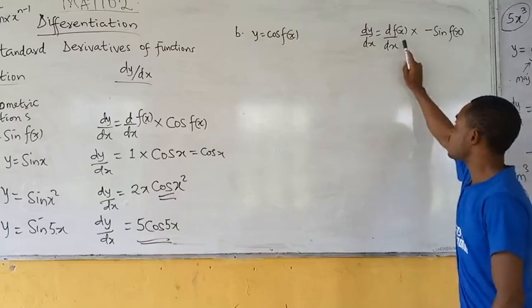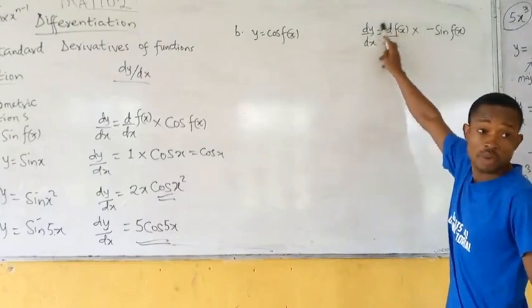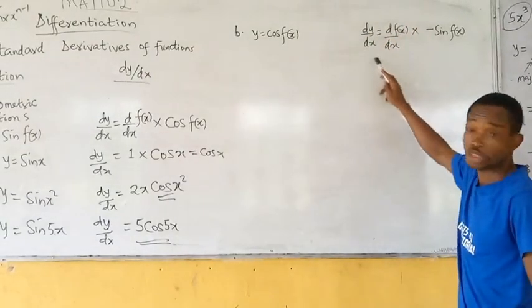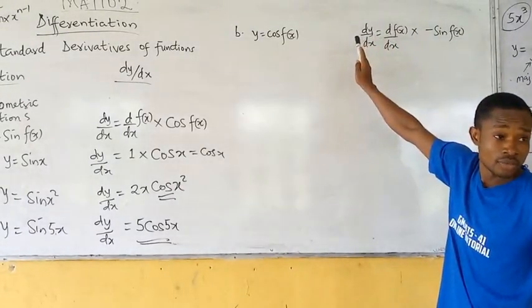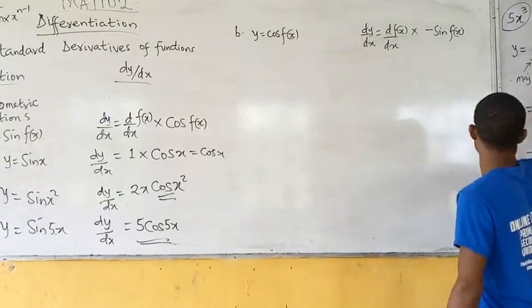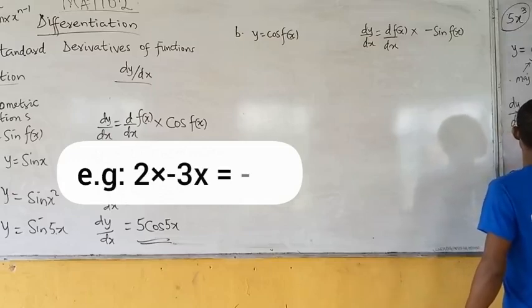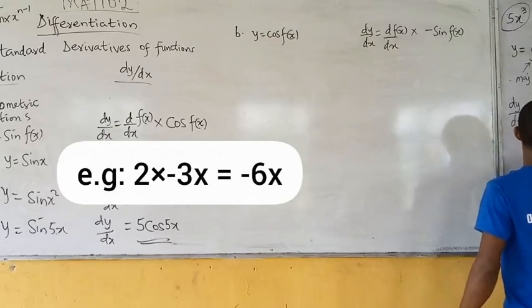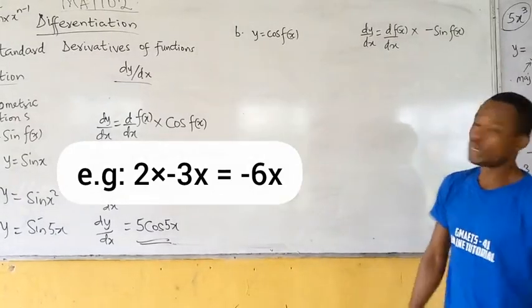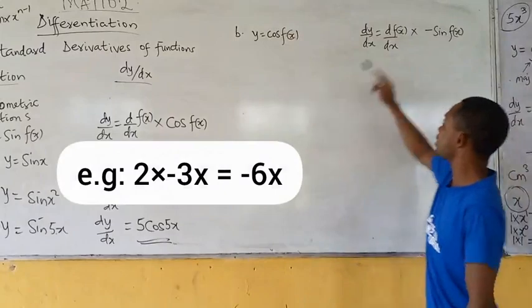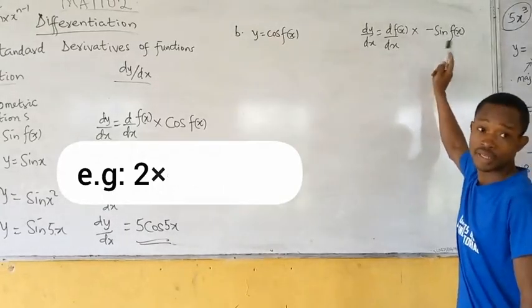Now look at this on the board, please. If you multiply the derivative of this minor function with this guy, will the minus not come behind? It will come behind, is that not so? It's just like somebody giving you 2 times minus 3. If you multiply this, you get what? Let's say minus 3x, you'll get what? Minus 6x. So the negative will always come behind. Don't forget that. Which means I can write the derivative of this guy as minus f'(x) times sine what? Sine f of x.